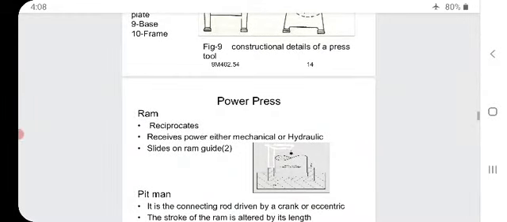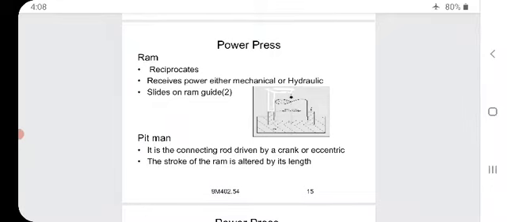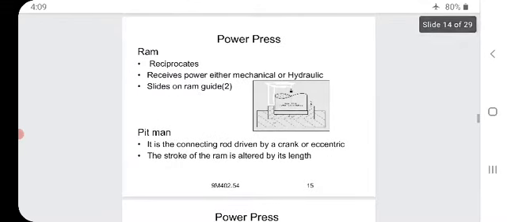Now we will go for the ram. What does the ram do? It reciprocates, receives power either mechanically or hydraulically, and slides on the ram guide. I repeat, the main functions of the ram: it reciprocates, receives power either mechanical or hydraulic, and slides on the ram guide.